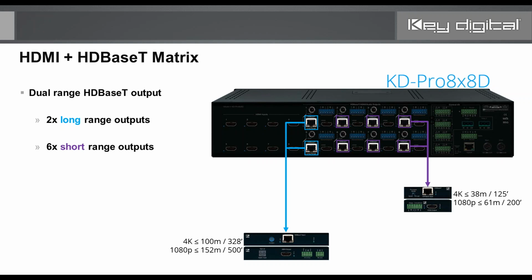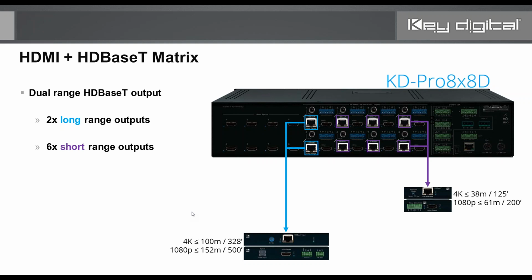Where 2, 3, 4, 6, 7, and 8 are your short-range outputs, delivering 4K at 38 meters, and 1080p at 61 meters, 200 feet, 125 feet at 4K.